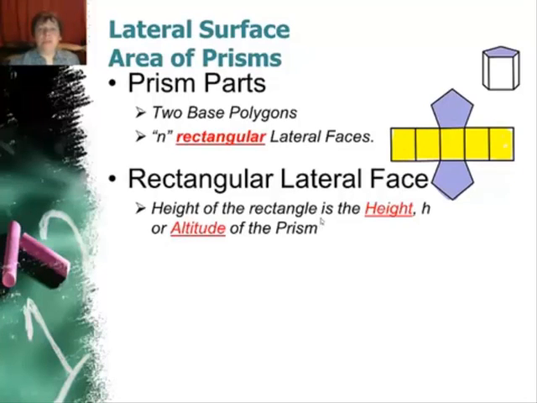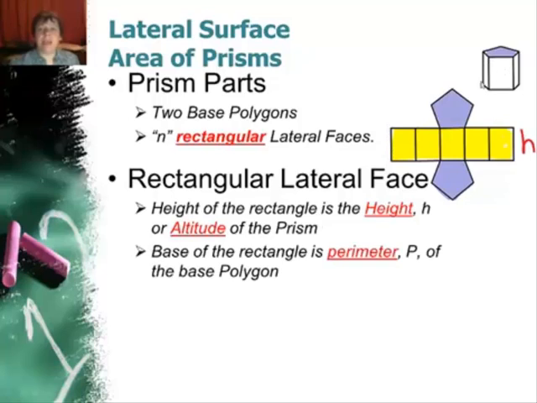And one of the things we know is that the height of this rectangle is the same as the height of the prism. So this h is the same as the height of the prism. The base of the rectangle right here is the same as the perimeter, the distance around the pentagon in this case. So you can say that the lateral surface area, since that base is the perimeter, and it doesn't matter if it's a regular polygon or not here, it's going to be the perimeter around this base.